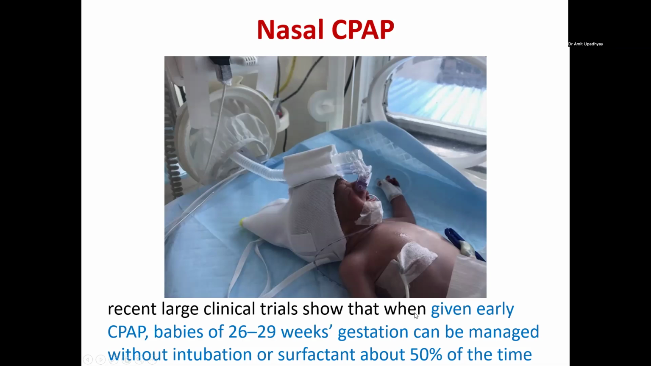Recent large clinical trials show that giving early CPAP to babies even as preterm as 26 to 29 weeks gestation can be managed without intubation or surfactant about 50% of the time. 50% is a huge number. So 50% of the time you can avoid intubation and surfactant, which come with such a huge cost. Intubation means having a separate tubing, and surfactant costs 18,000, 20,000, 10,000 depending on which one we use. So if you give CPAP and can avoid it 50% of the time, then half of your problem and the family's problem is sorted as well.